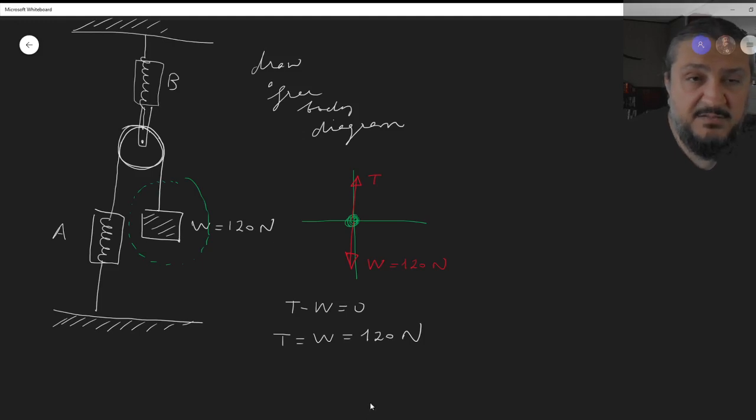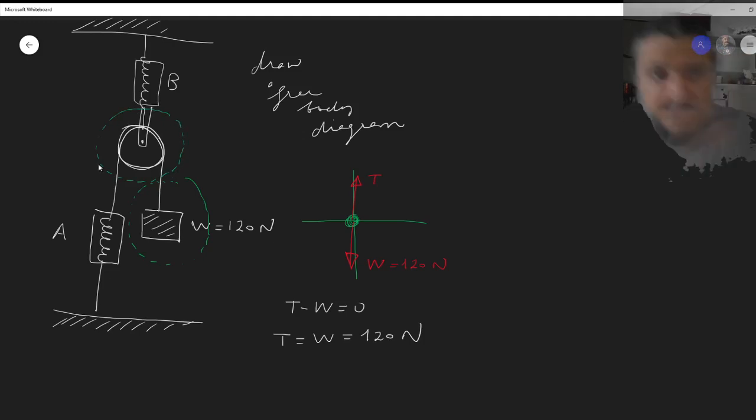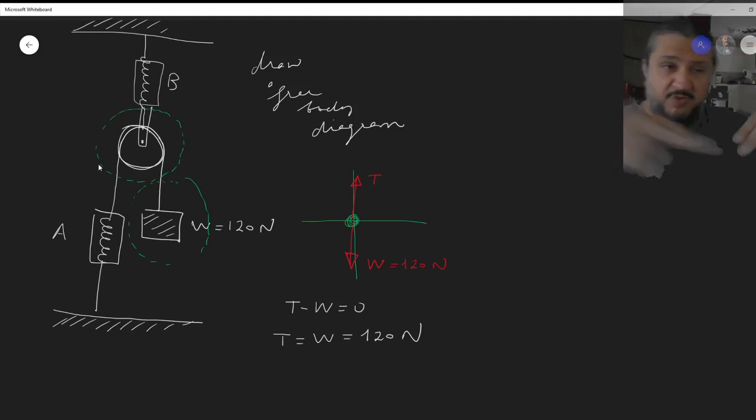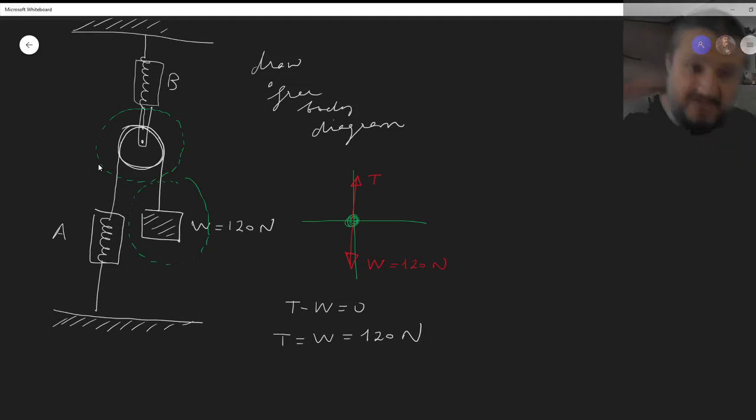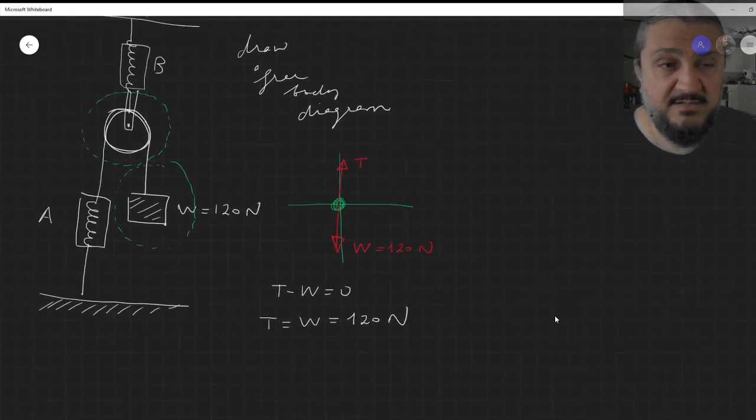Now let me repeat it for the pulley. Let's draw a free body diagram for the pulley. Let's isolate it. Imaginary scissors, you cut the ropes and the scales and everything, you just take it out. That's what I mean by isolation. And this way you can write the forces.